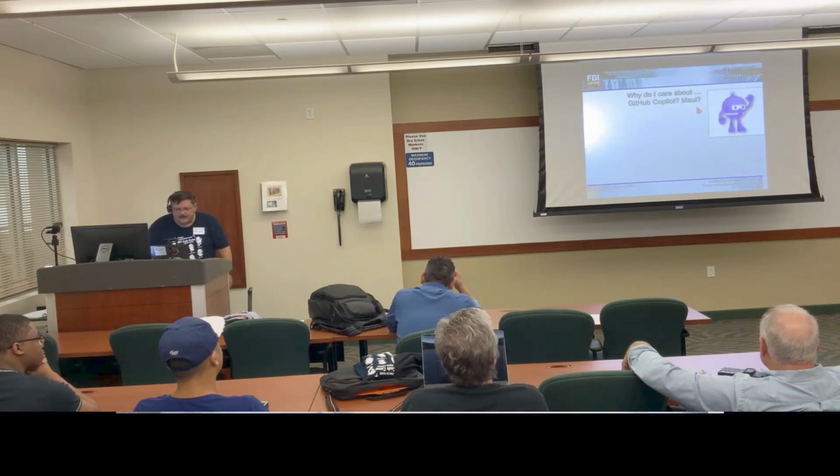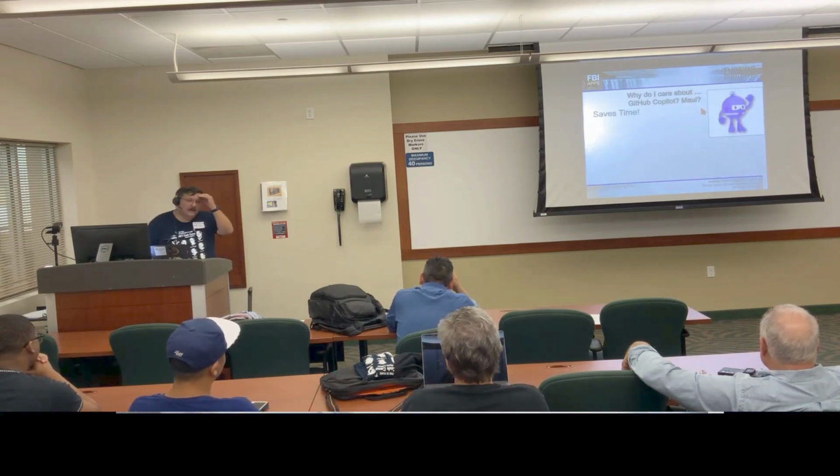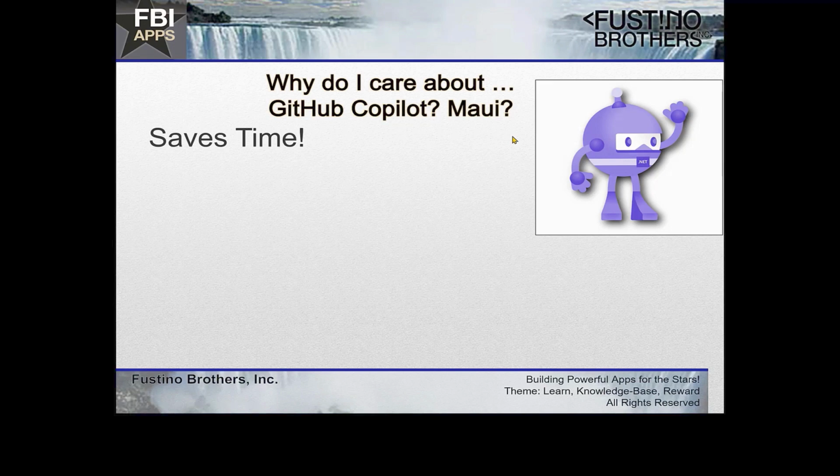So why do I care about GitHub Copilot and MAUI? Again, one more time, show of hands, how many people are fairly new to MAUI? And how about fairly new to GitHub Copilot? All right, you're all in the right spot then. Yeah, both of these save time, right? It helps you generate boilerplate code. If you just type in what you want, you've got to kind of know what you want, right? You type that into GitHub Copilot and it'll give you the source code, whether it's XAML or C# or really any of the languages in between.